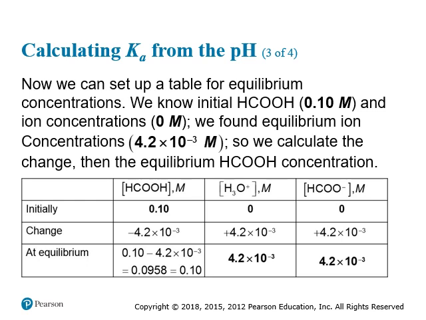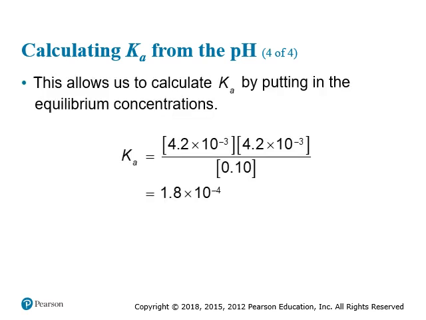Solving for the concentration of formic acid at equilibrium gives us essentially the same as the initial concentration. If we're monitoring this to two significant figures, then 0.10 molar formic acid dissociates in order to form a 0.10 molar solution of formic acid. Since we now have our three equilibrium concentrations, we put it into the expression for Ka, and we find that the acid dissociation constant for formic acid is 1.8 times 10 to the minus fourth power.